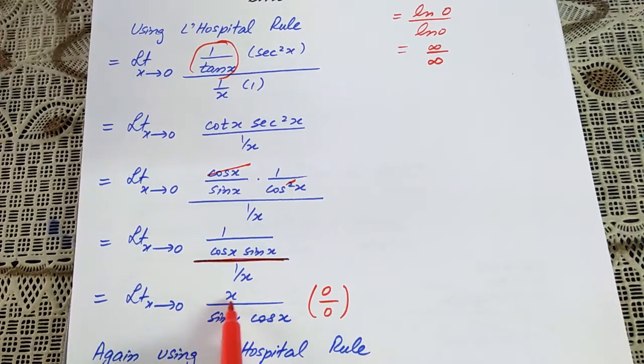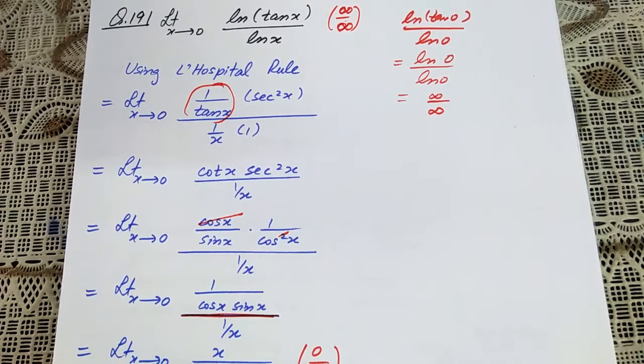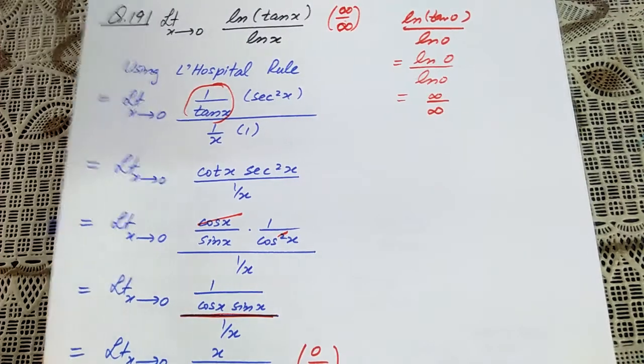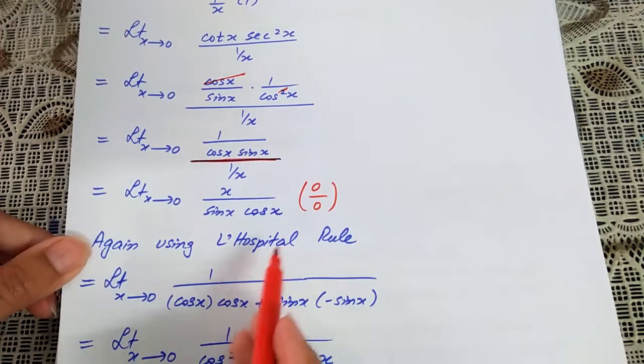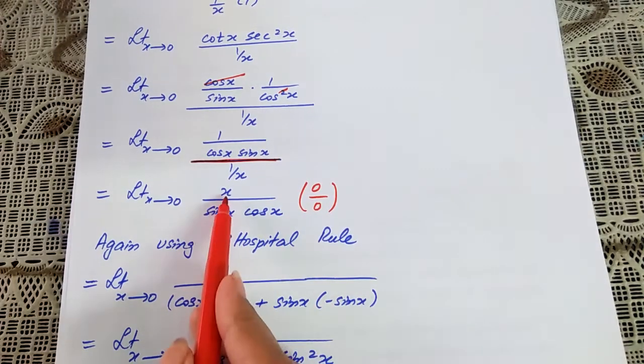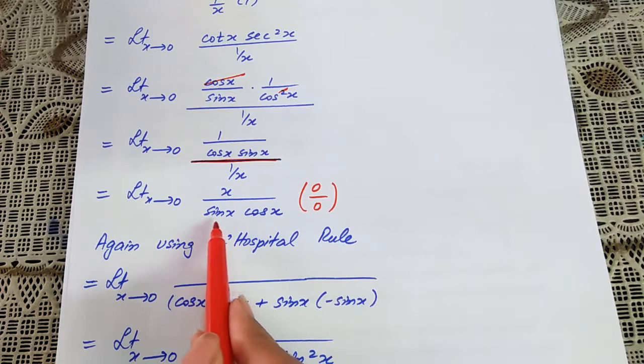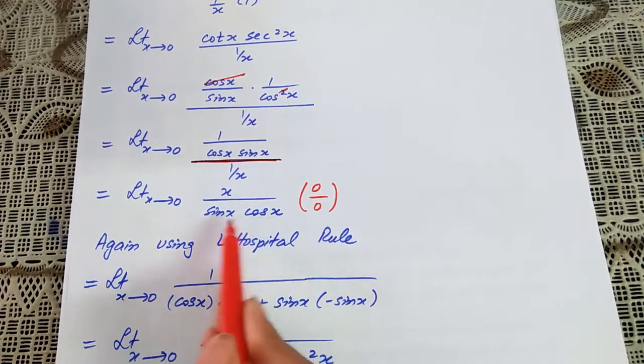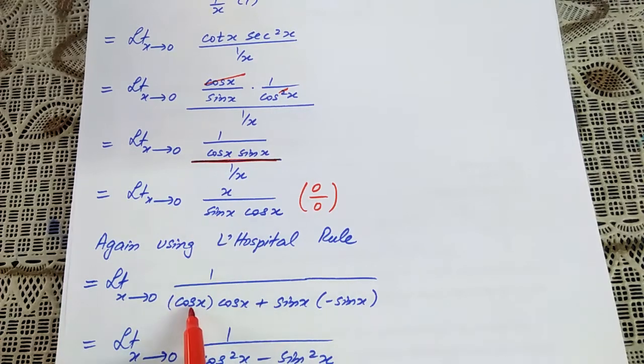Now put x equals 0 in this fraction, and we get a 0 over 0 form. This is again an indeterminate form, so here we can use the L'Hopital rule. After using it, the derivative of the numerator is 1. For the derivative of the denominator, we have to use the product rule. The derivative of sin x gives cos x, and this cos x remains as it is.